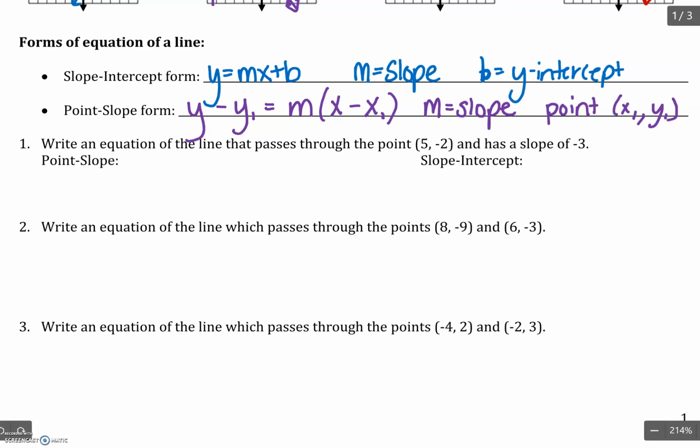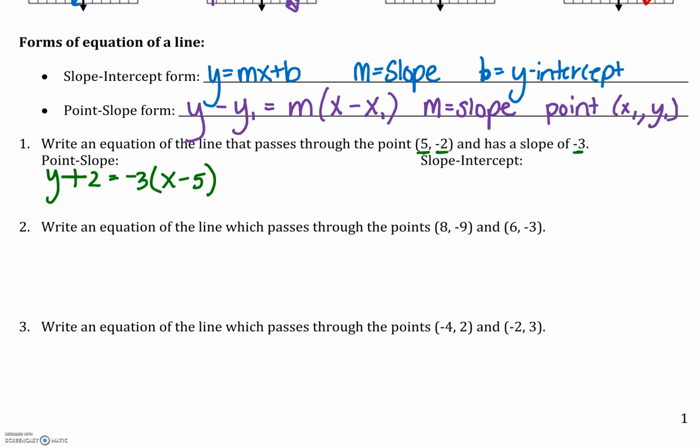So for example, in number 1 here, we have a line that goes through the point (5, -2) and has a slope of -3. If we're just writing in point slope form, then all we have to do is y minus the y value, -2, equals m, which is the slope, -3, and then x minus the x value of 5. Don't forget that minus a negative ends up being a plus. So that can be done if we're in point slope form. That is a way to write the equation of a line.